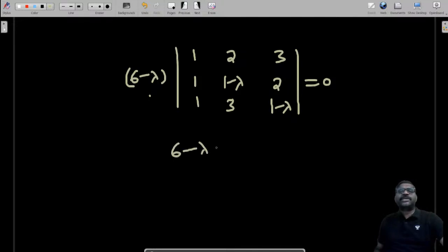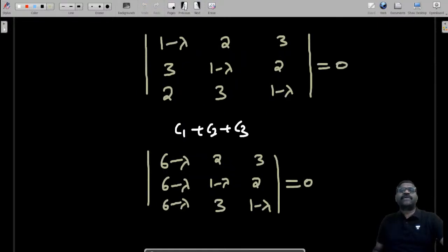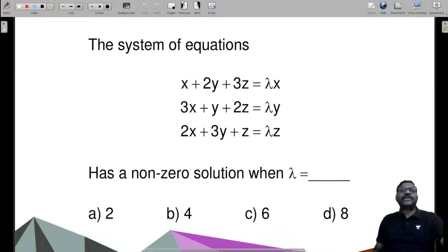Either a is 0 or b is 0. 6 minus lambda equal to 0, lambda equal to 6. Suppose lambda equal to 6, then determinant value equal to 0. If determinant value is 0, then the system possesses non-zero solution. Therefore, lambda equal to 6 is the correct option in this problem.